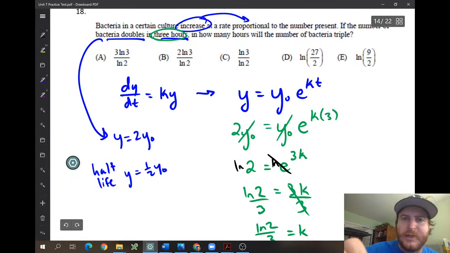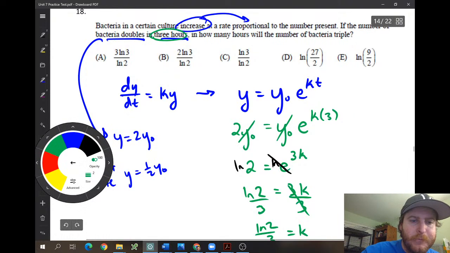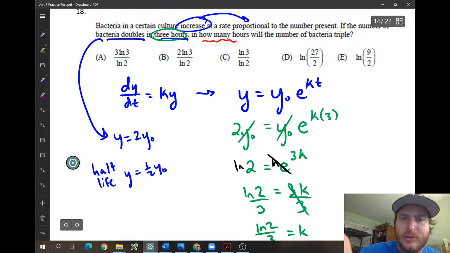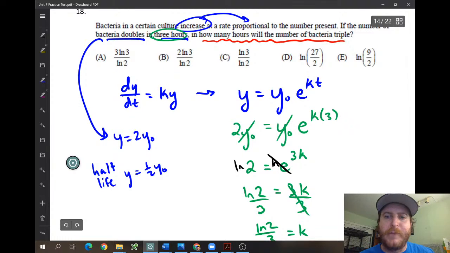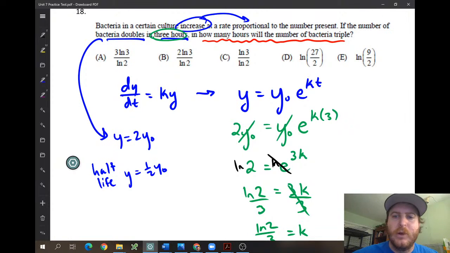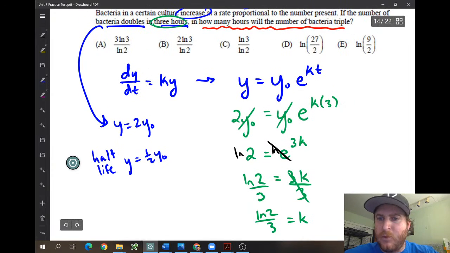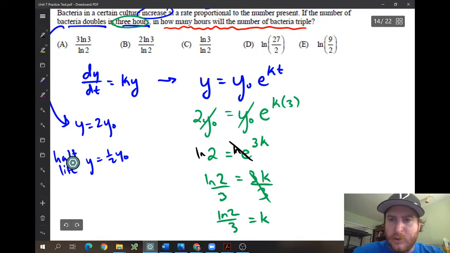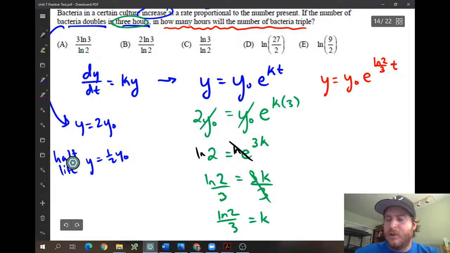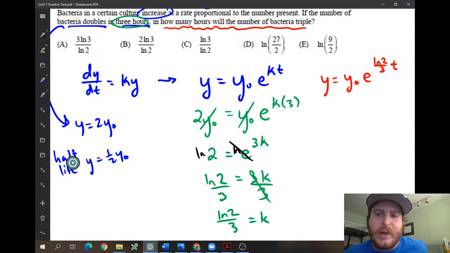Right, so let's reread. What did they ask me for? They asked me in how many hours, so that's a time, will the number of bacteria triple? Well, now I know that my k is ln of 2 over 3. So I can write y is equal to y naught, I still don't know what the original is, but e to the ln of 2 over 3 times the time. So now I've narrowed my equation down. I still don't know what y naught is. If they gave me a y naught, then I would have a full equation.